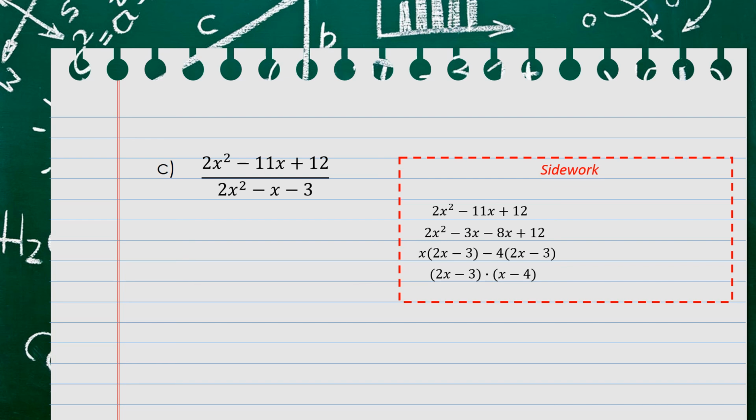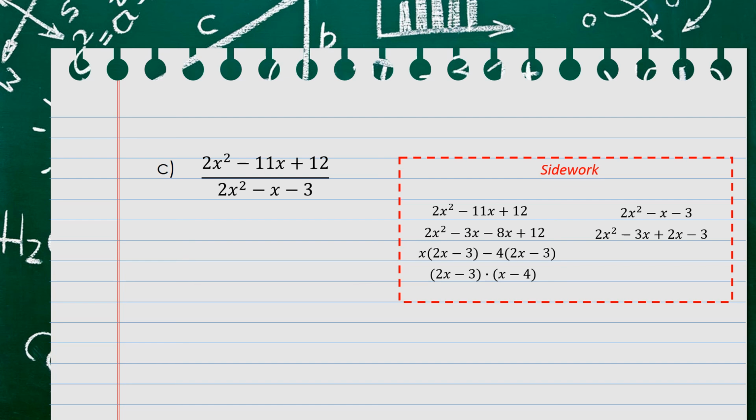Now let's look at our denominator. 2x squared minus x minus 3. Because we're factoring, we first check, do they have anything in common? And they don't. So we do our first times our last. We find our two numbers and expand the middle term.